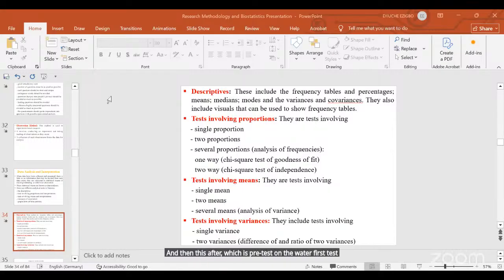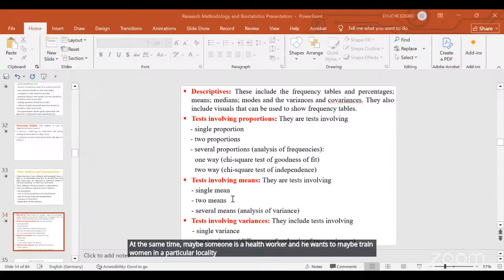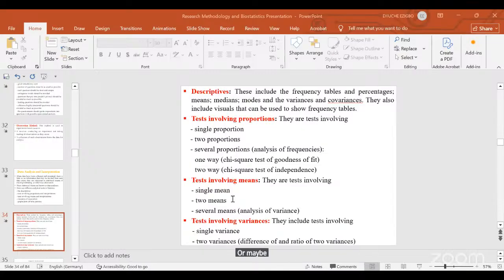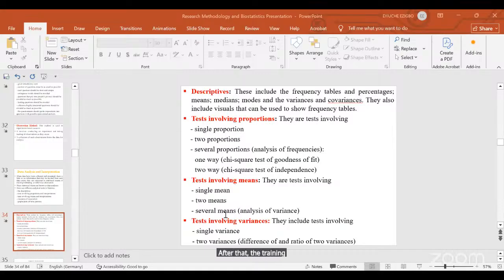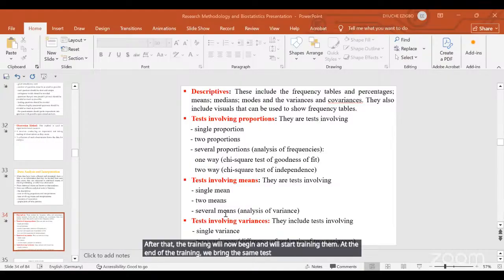Post-test. At the same time, maybe someone is a health worker and he wants to maybe train women in a particular locality on the safety principles or precautions for a particular thing. And we gather them. At the very first time we have gathered them, what do we do? We test them on the knowledge of those safety principles. Do you understand? After that, the training will now begin. We will start training them. At the end of the training, we bring the same test and give to them again.